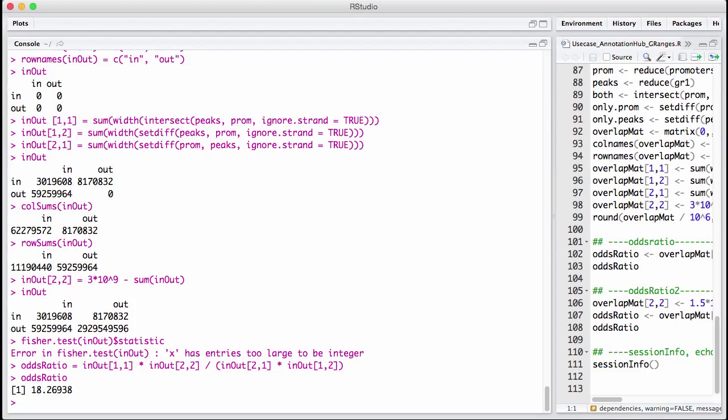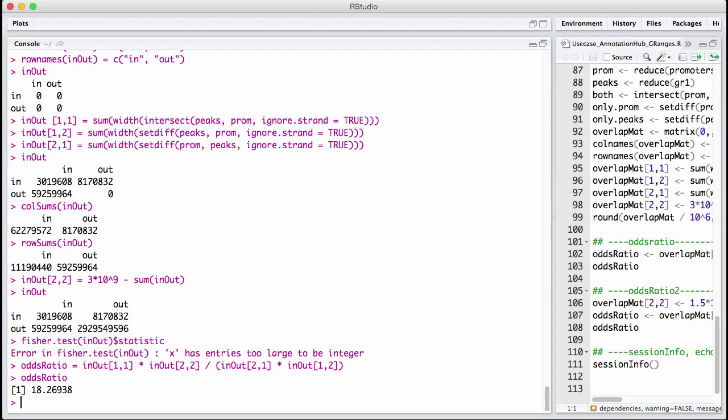So the odds ratio is a number between 0 and infinity, and values greater than 1 mean enrichment. So this here means that the overlap between the peaks and the promoters is like 18-fold more enriched than we would expect.